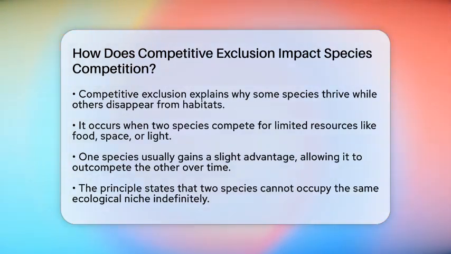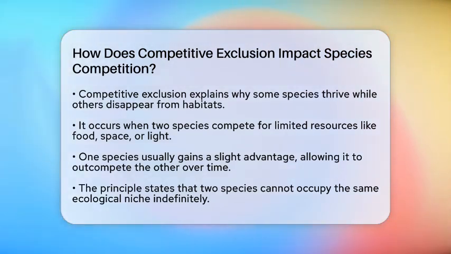Competitive exclusion occurs when two species vie for the same limited resources in an ecosystem. These resources can include food, space, or light. When two species compete for these essentials, one usually gains a slight edge over the other. This advantage allows the dominant species to outcompete the less efficient one over time.